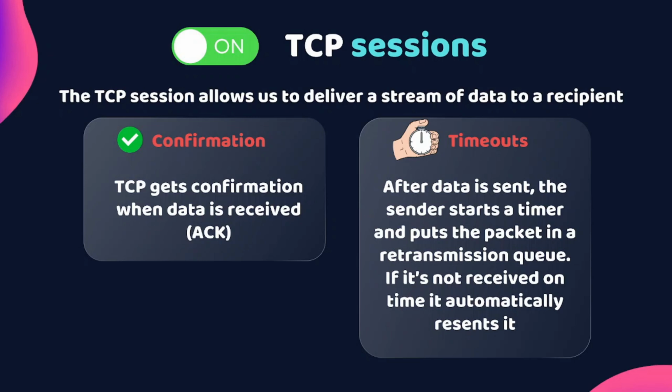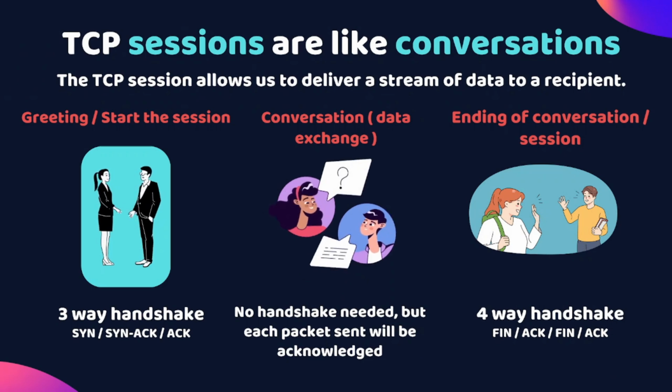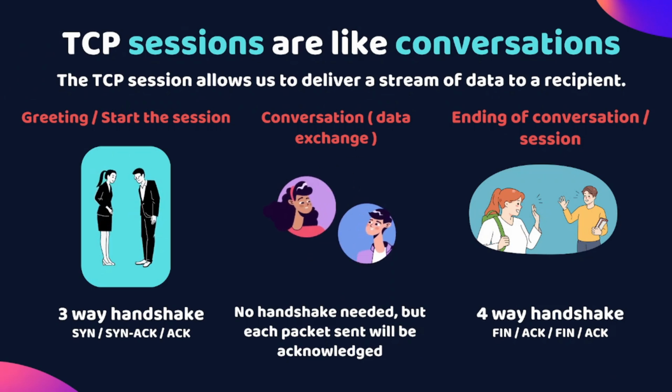But what happens if a packet gets lost? TCP uses timeouts to detect it. After sending off a packet, the sender starts a timer and puts that packet into a retransmission queue. If the timer runs out and the sender has not yet received the ACK from the recipient, it automatically resends the missing packet.